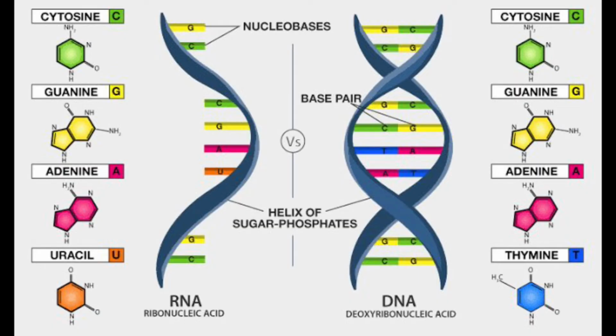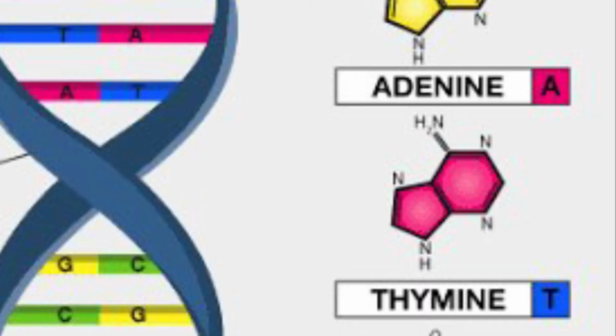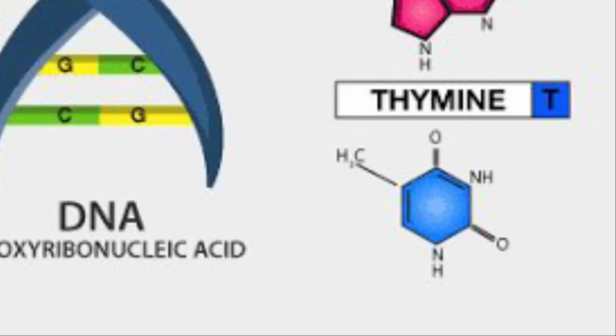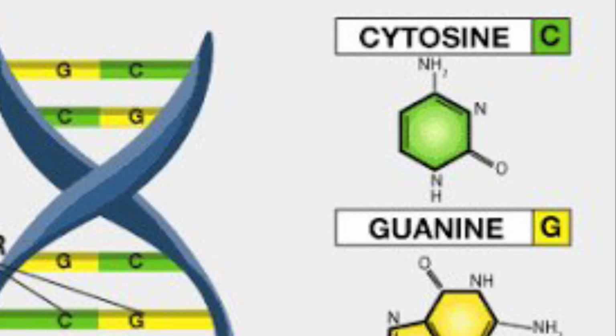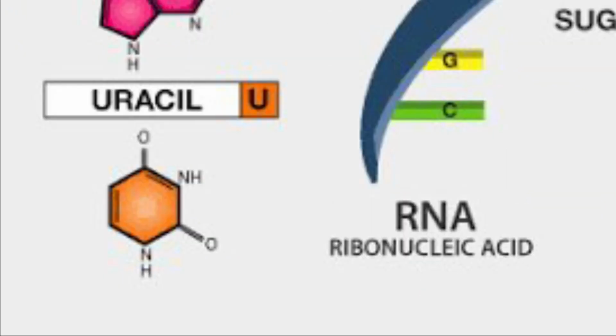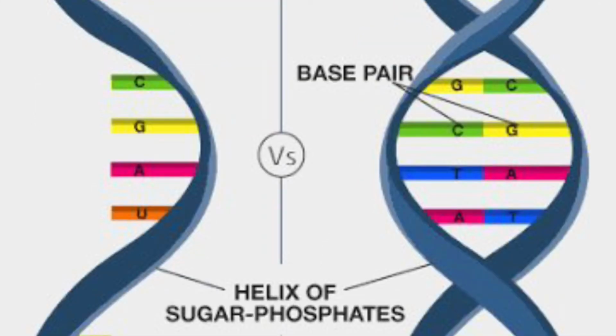There are 4 different nitrogen-containing bases found in DNA and 4 in RNA. In DNA, the bases are adenine, guanine, thymine, and cytosine. But in RNA, thymine is replaced by a similar base called uracil. The bases are often referred to by their first letter: A, G, T, C, and U.